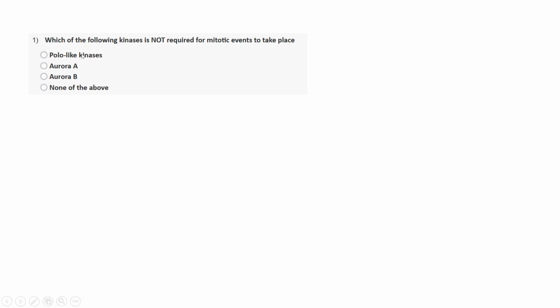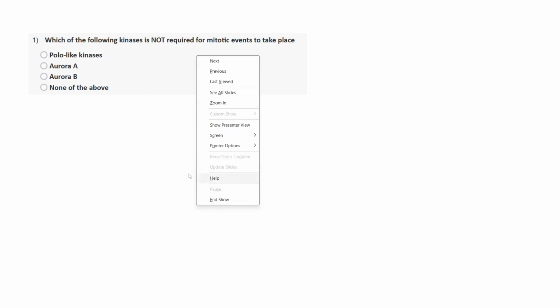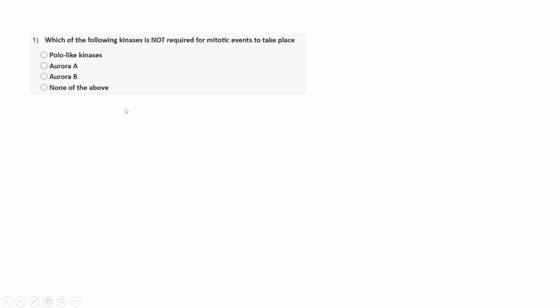So what will be the correct answer for this? Which of the following kinases is not required for the mitotic event? What will be the correct answer for this one? Is it visible to everyone?